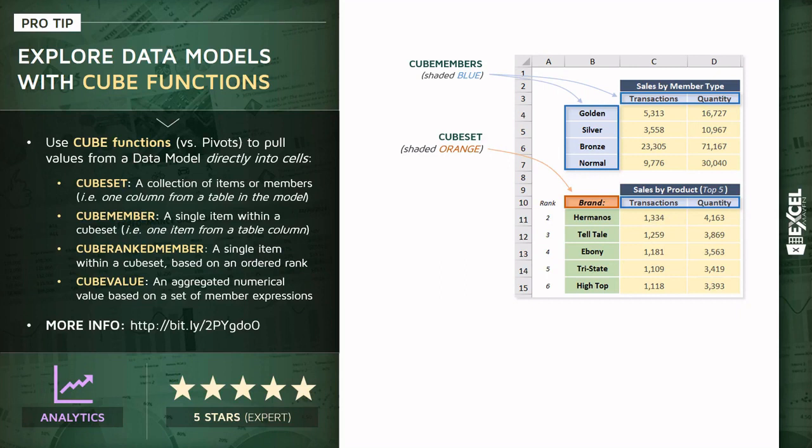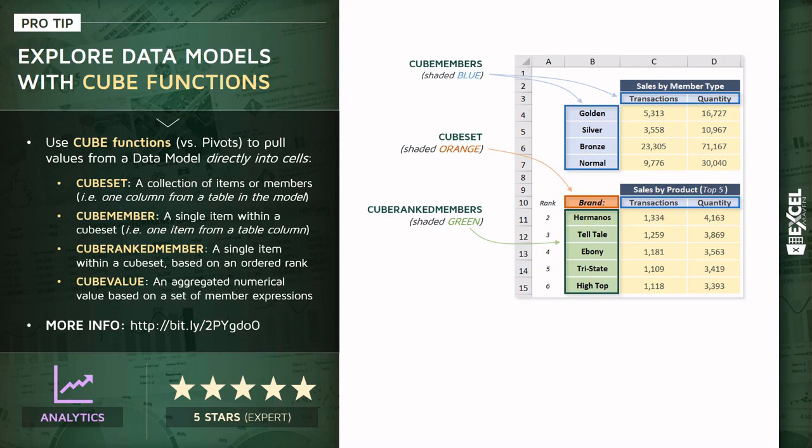Next up, we have a special type of member called a cube ranked member. These are shaded in green here in the visual. And these are just like cube members. They're individual items within a cube set. The only difference is that they're based on an ordered rank, and that's what allows us to do things like show the top 5 products by quantity, for instance, like you see here.